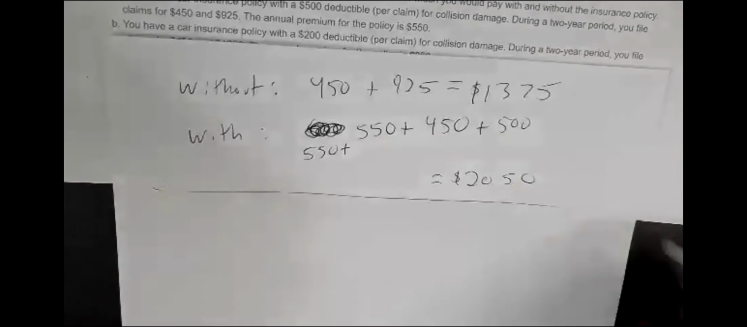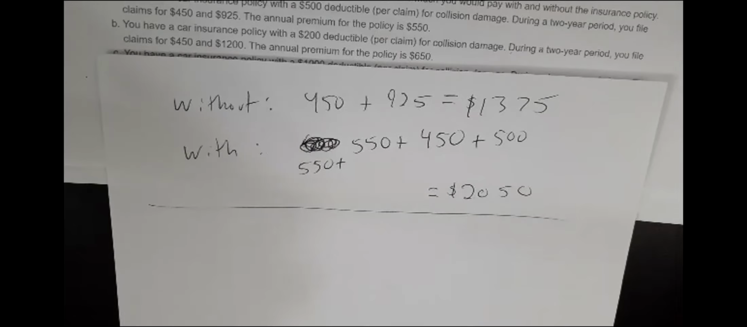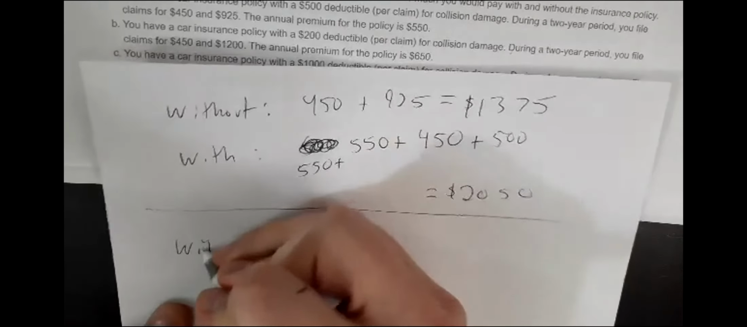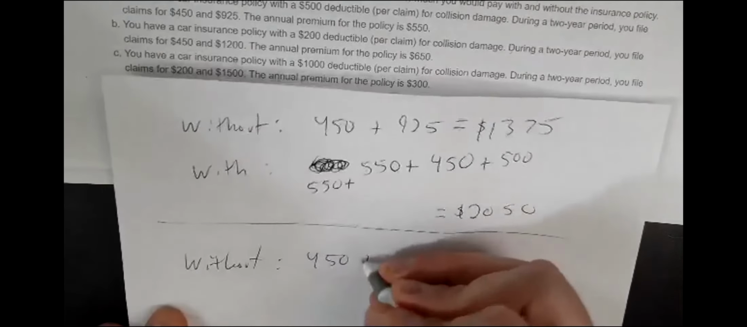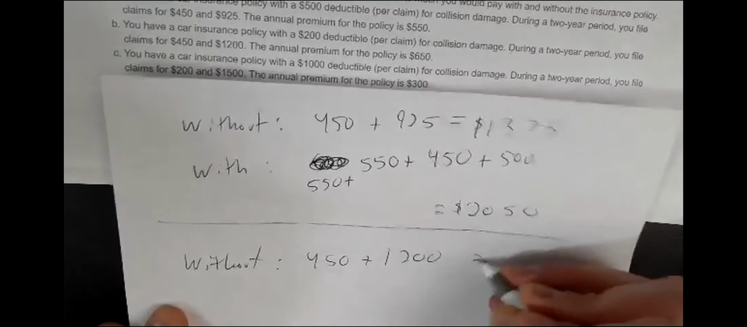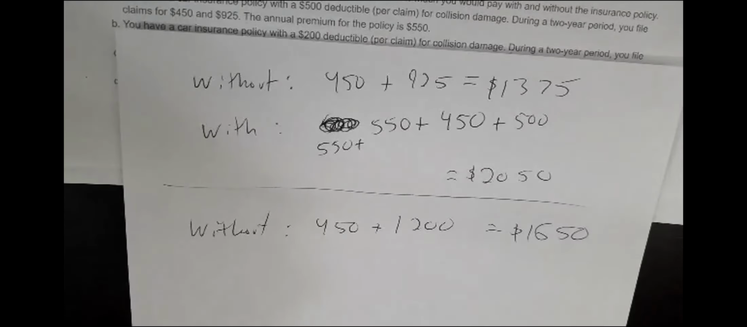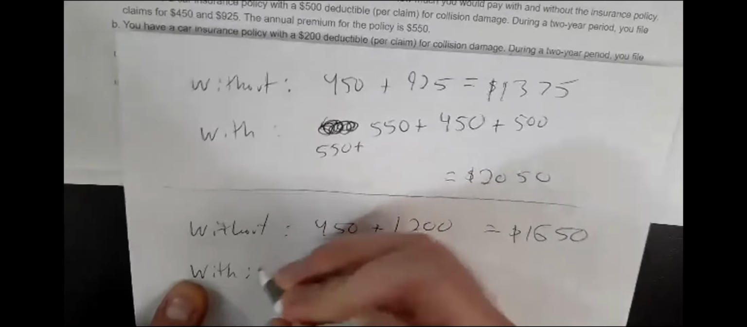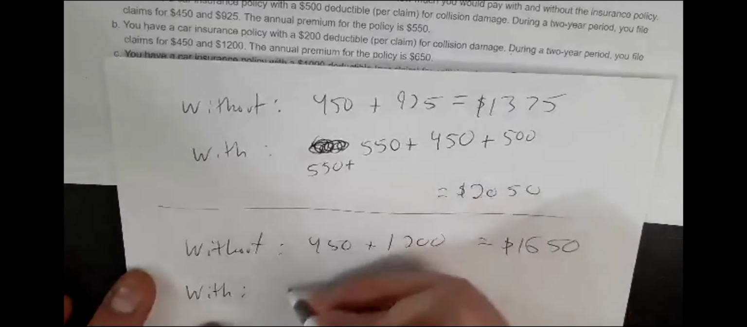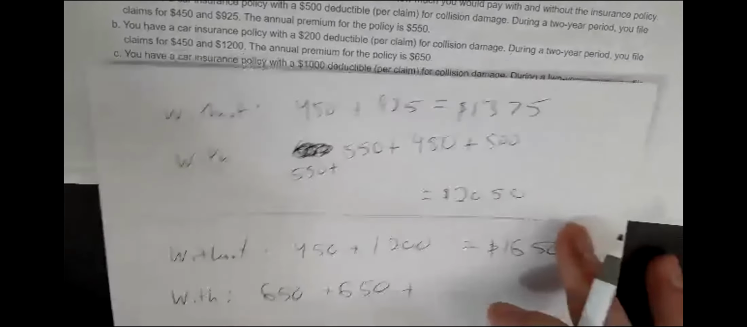So that is part A. Part B says you have car insurance with a $200 deductible. So I think doing without is probably the easiest way still, right? Doing without, we're going to pay the $450 and we're going to pay the $1,200. So I should be getting $1,650 is what I'm going to end up paying without insurance. So with insurance, I'm going to end up paying my premium for 2 years. Have to do that twice over 2 years.